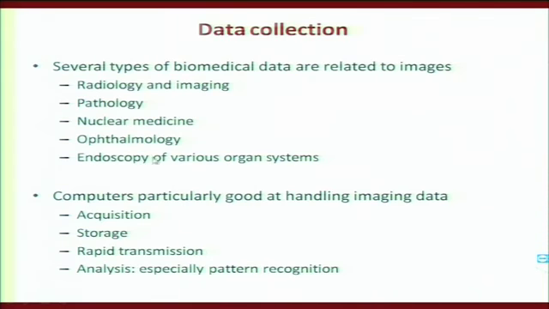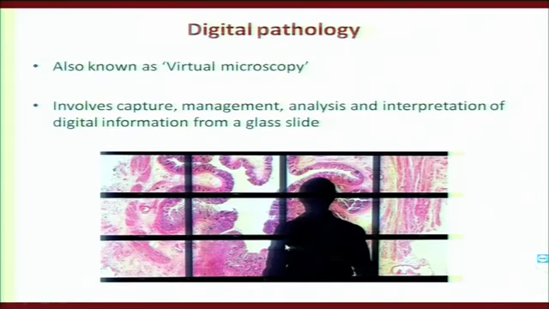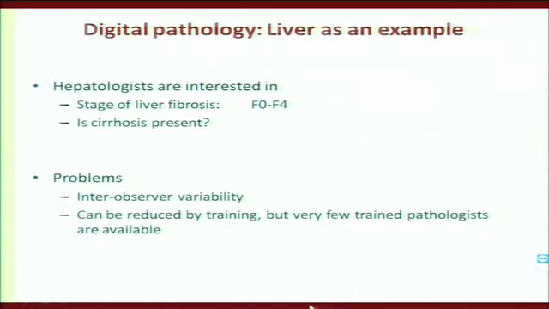Data collection. A lot of data that we collect, radiology, pathology, nuclear medicine, ophthalmology, we do endoscopies, these are images. And computers are particularly good at handling images, acquiring, storing, transmitting them, and for pattern recognition. So we have something called digital pathology, also known as virtual microscopy. So what you have is a person sitting in front of a huge screen, not seeing images under a microscope, but on a huge screen. I'll give you an example from my field because I don't understand hematology as much, so it didn't really make sense my trying to explain that to you.